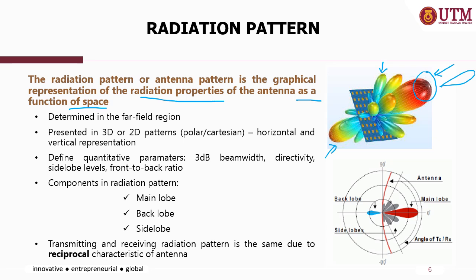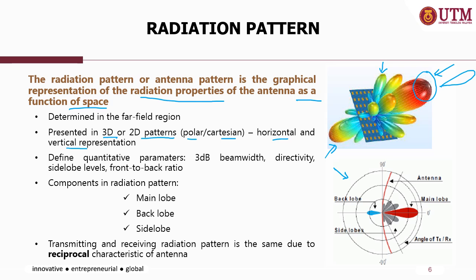The radiation pattern may be presented in 3D. This is an example of a 3D radiation pattern, or in 2D patterns. In 2D patterns, it is either in polar form or Cartesian form. And the plot, 3D or 2D, may be presented for both the horizontal and vertical plane. This is an example of the 2D radiation pattern.